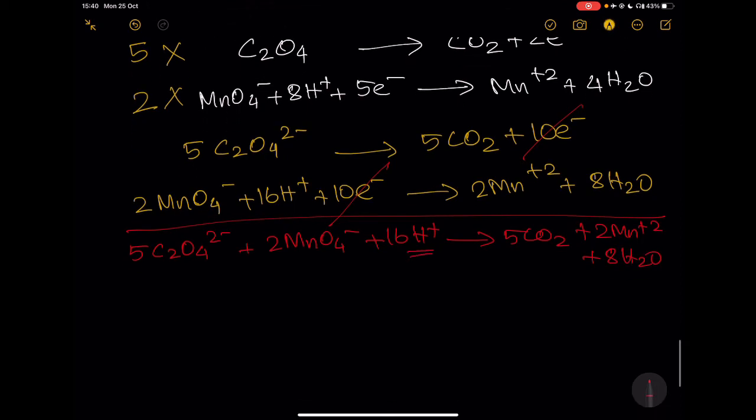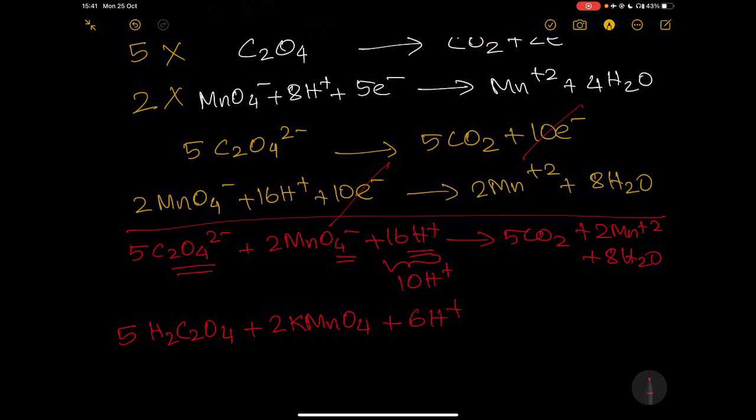So you're having charges on either side. So 5 C2O4²⁻ will take 10 of the protons that are present. So therefore, this is going to be 5 H2C2O4, which is your oxalic acid, plus 2 KMnO4. I'm just trying to satisfy the negative charge here. And then in this side, you still have 6 H⁺ that is left out. So we'll try to change that as well, giving you CO2 plus 2 Mn²⁺ plus 8H2O.